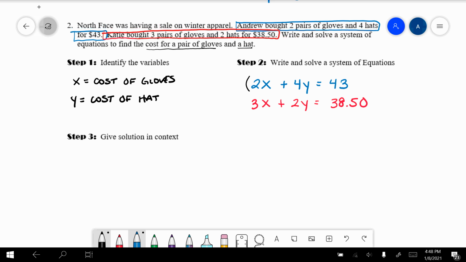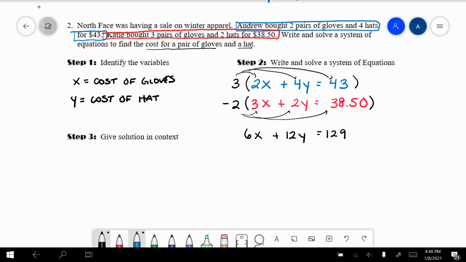So maybe if I make this first variable a positive 6X, we could then make the bottom variable a negative 6X. So let's go ahead and rewrite our new equations after we multiply every single number, even the 43. We're going to multiply that by 3 also. Okay? And that's going to equal 129. Now this bottom equation, let's multiply every single number by negative 2. So minus 4y and 38.5 times negative 2 is going to make negative 77.